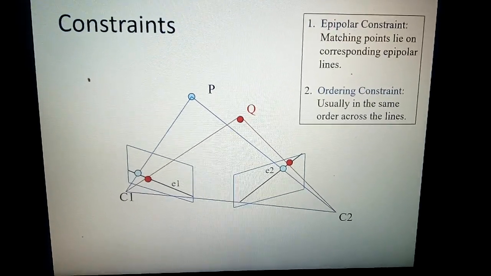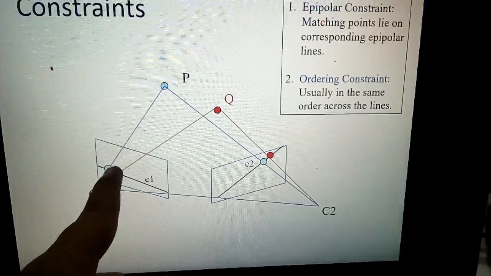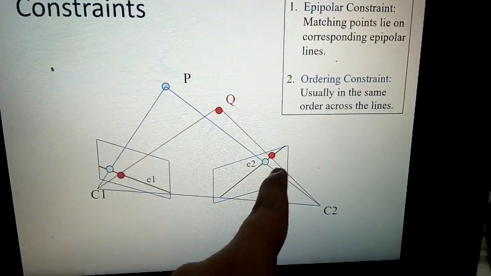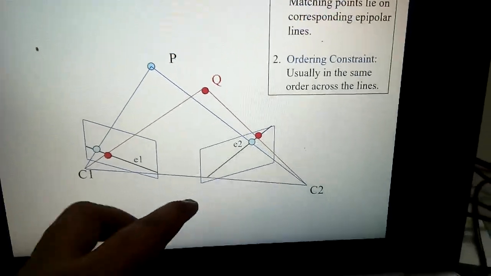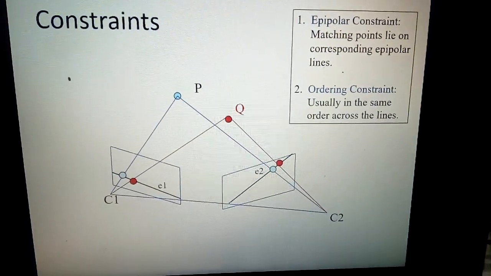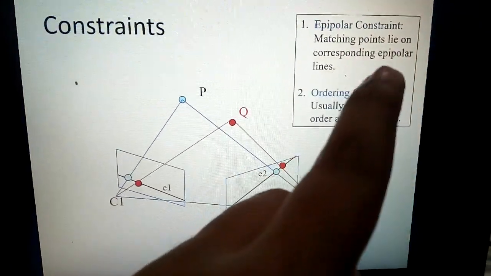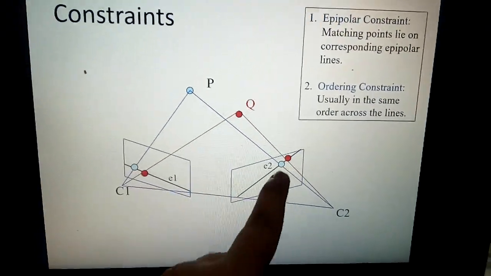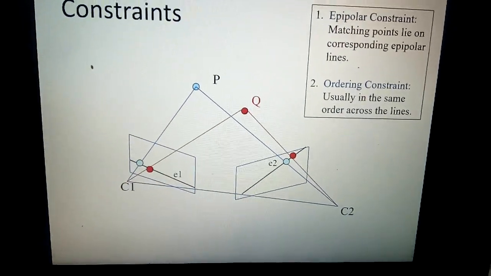These are the constraints, as I told you before. If this object is on the left and this object is on the right, in the left image and in the same order these objects appear, but they may appear at different distances, as you can see here. So this is the ordering constraint, and you can see that the matching points lie on the corresponding epipolar lines. Matching points are this blue point and this blue point, which is focusing on this blue point in the real world.